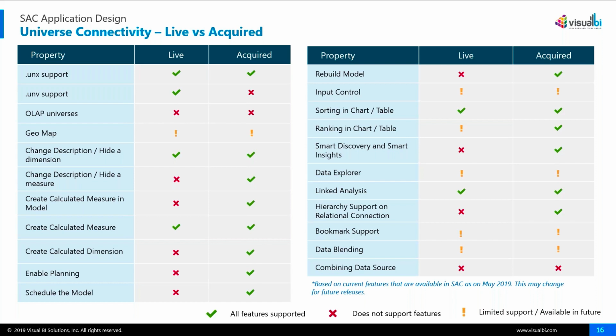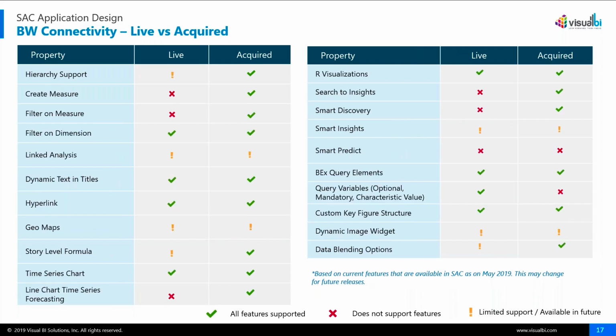So let me also move into the BW connectivity. I'm not focusing on the exhaustive list, because we have a lot more information coming in the upcoming slides. These are the features that BW connectivity has for live and acquired connections. The primary reason why we do not have geomaps yet is because we have it for stories, but it is not available for app design. But it is pretty much planned in Q3 of 2019, or at least the end of 2019.